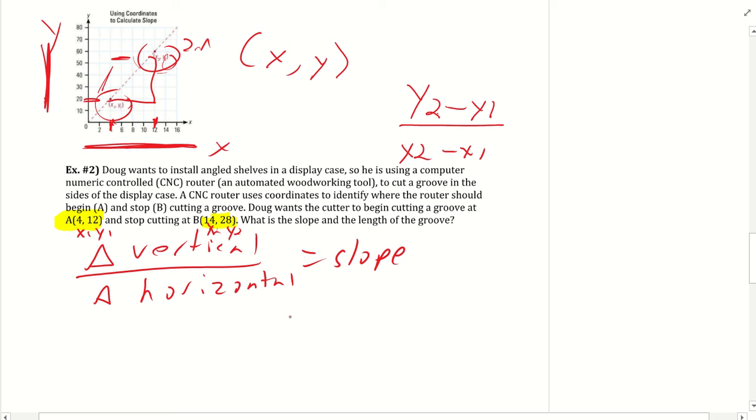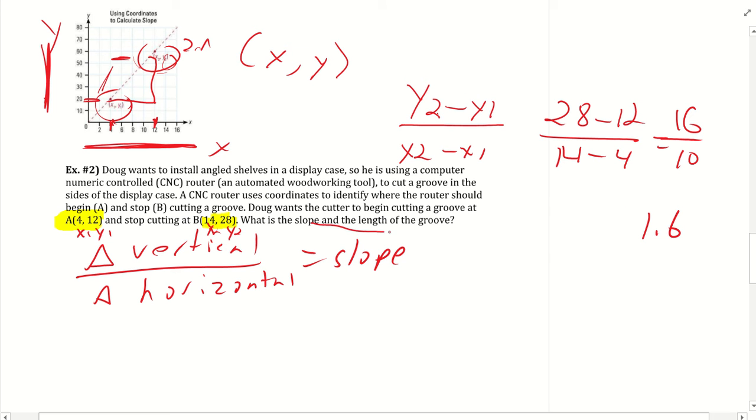You've got your y2, which would be 28, and you subtract y1, which would be 12. That's our change in our vertical, or our rise. And then you would look at your run. You take x2, which is 14, and you subtract x1, which is 4. 28 minus 12 is going to be 16, and 14 minus 4 is 10. So when you divide, 16 divided by 10 gives you 1.6.